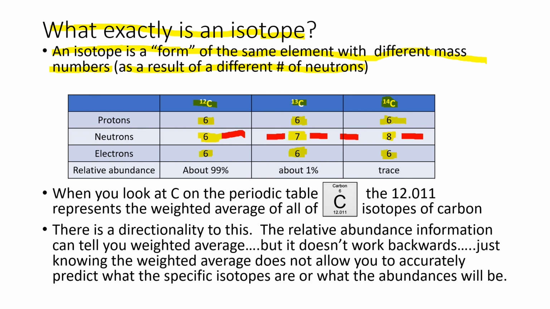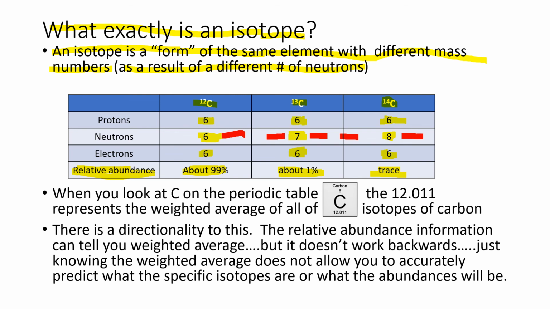The very last row has the relative abundance. So how often are you likely to find that specific isotope? And most of the carbon that we run across, about 99% of it, is carbon-12. About 1% of it is carbon-13, and then there is a small trace amount of carbon-14.